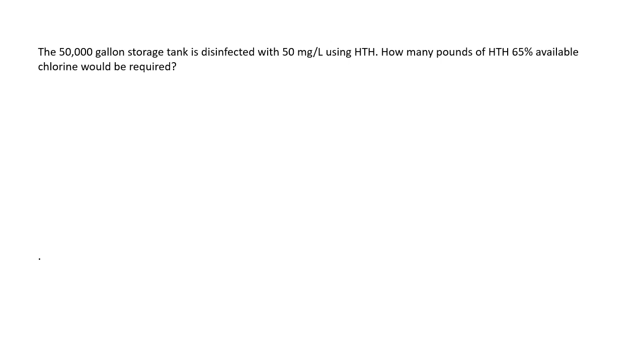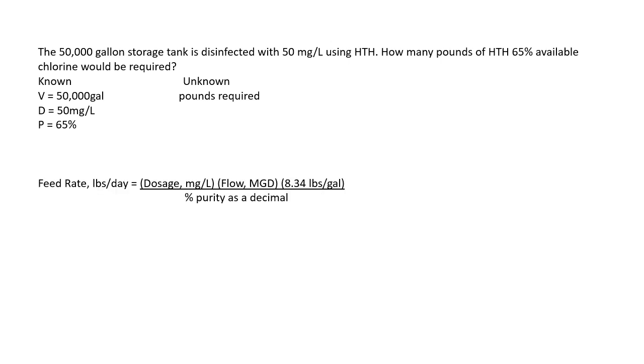The 50,000 gallon storage tank is disinfected with 50 milligrams per liter using HTH. How many pounds of HTH, 65% available chlorine, would be required? First, we're going to pull out our knowns and our unknowns. So what you know is you have 50,000 gallons, a dosage of 50 milligrams per liter, the percent purity is 65%, and we're looking still for the pounds required.